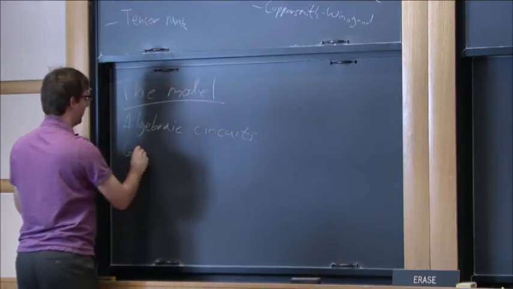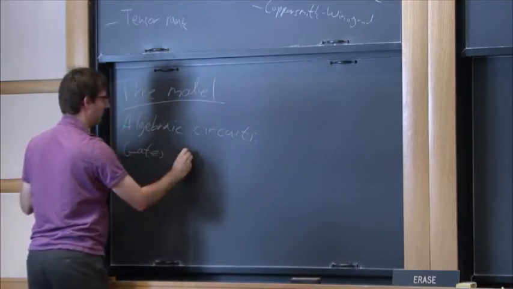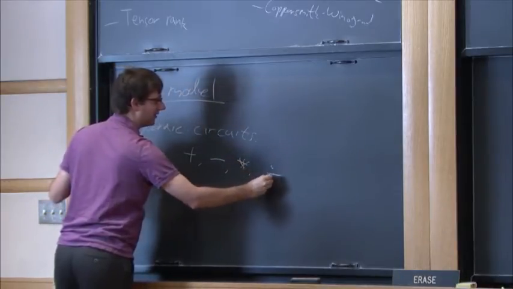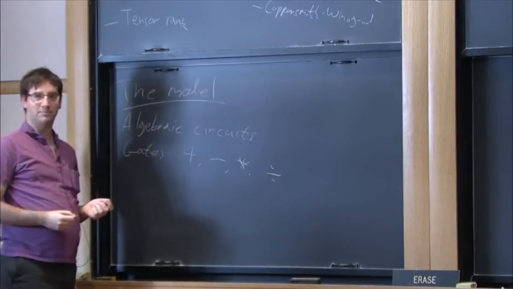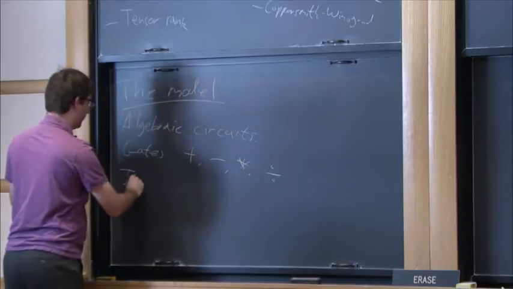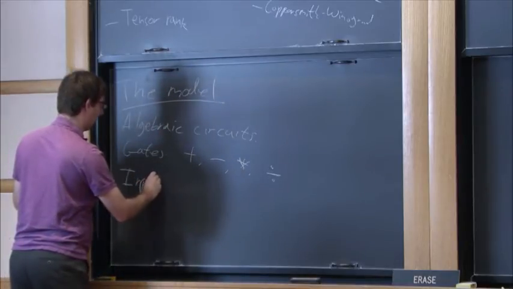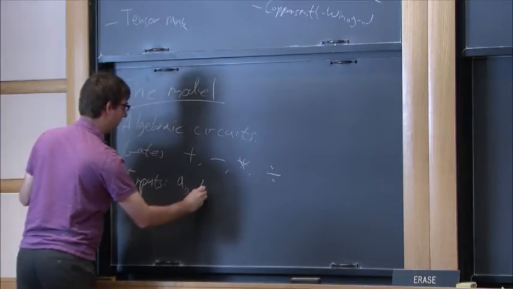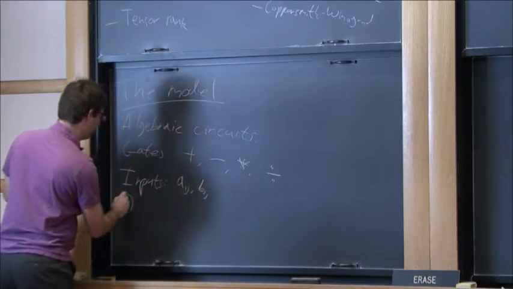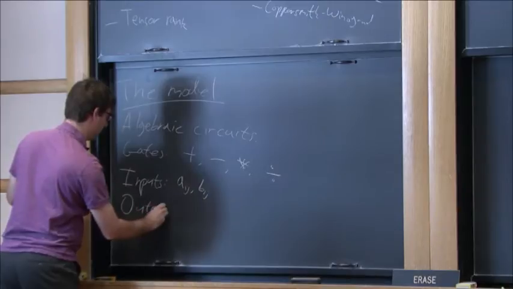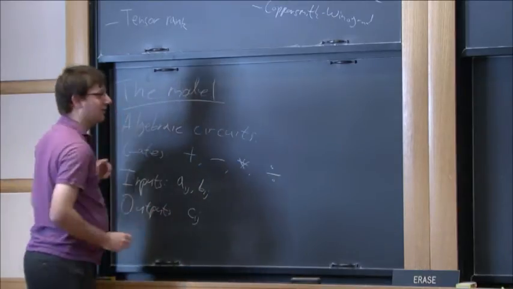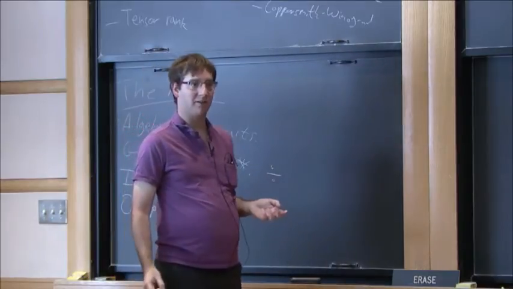Okay, the gates that we allow are going to be plus, minus, times, and divides, and all of them have in-degree 2. So the inputs, in this case, for matrix multiplication, are the two matrices, Aij and Bij, and it's a circuit with several outputs. So what does an arithmetic circuit look like?